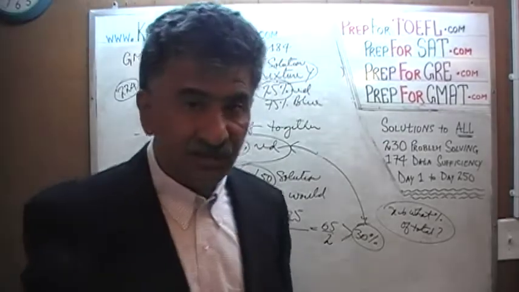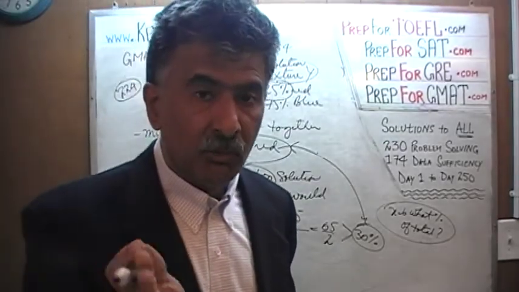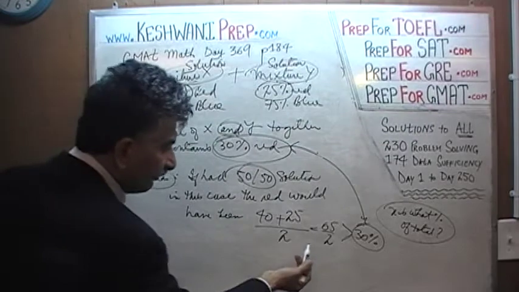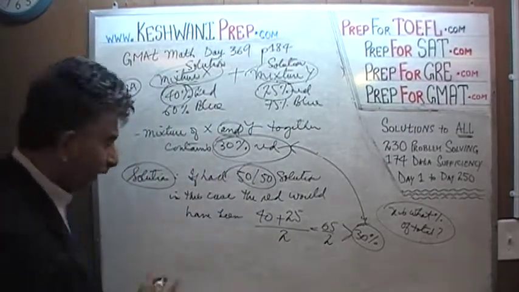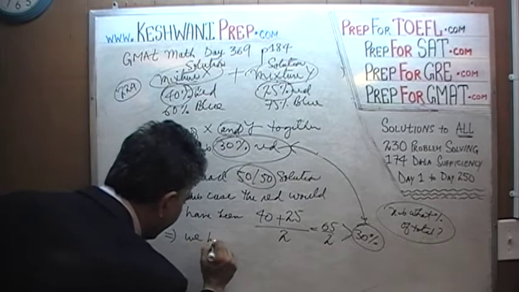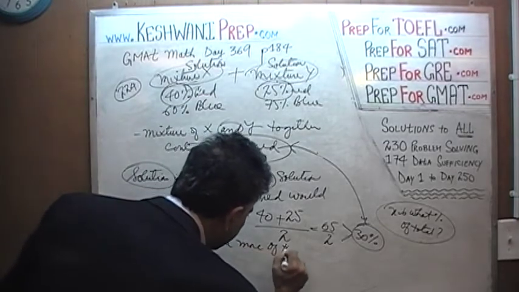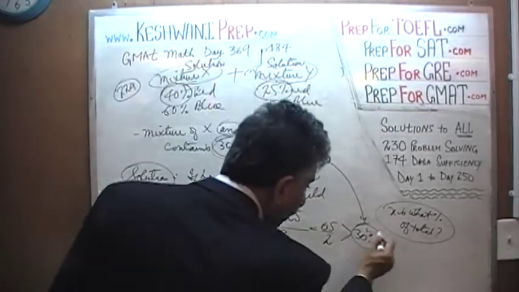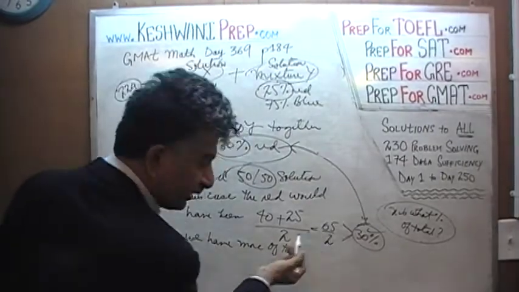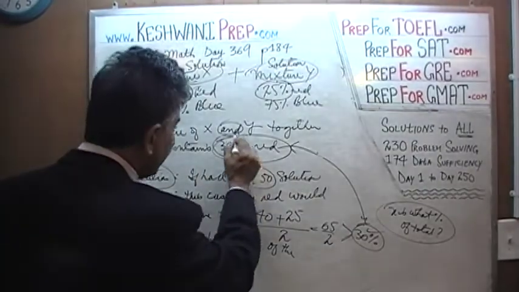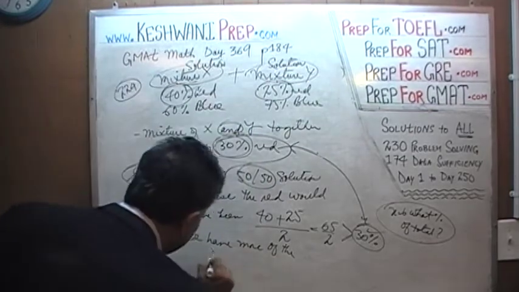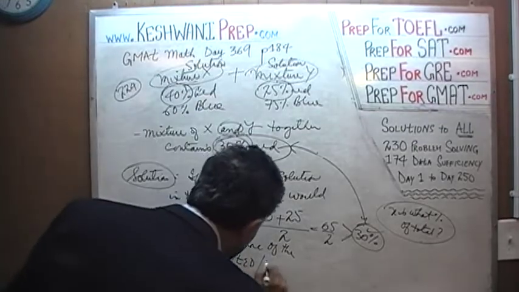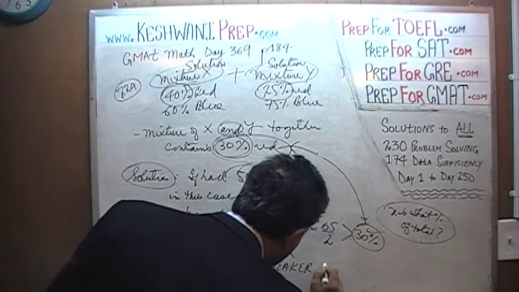Now we ask ourselves, if it's not 50-50, then which one is it? Do we have more of one or the other? Do we have more of X or more of Y? Let's find out, shall we? This gives us more than 30%, but we have only 30%. That implies that we have more of the... If we had 50-50, we would have had more than 30% red. We would have had 32.5% red, but we have only 30% red. So this implies that we have more of the diluted, or if you like, more of the weaker solution.